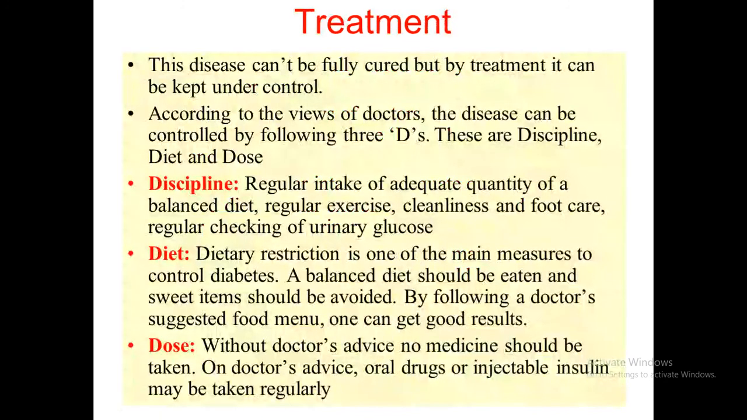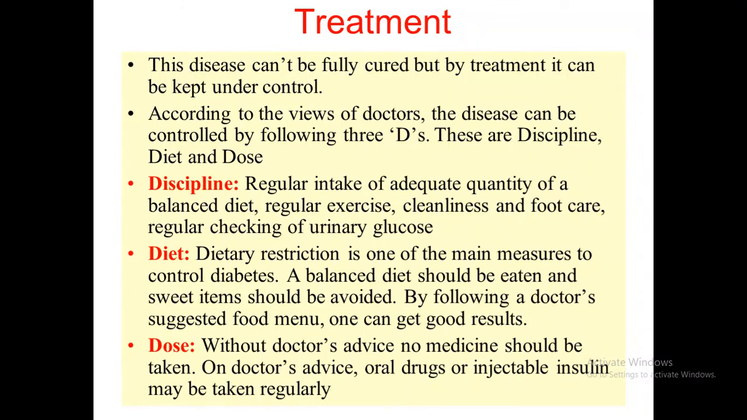Treatment: this disease cannot be fully cured, but by treatment it can be kept under control. If you follow 3 D's, then you can easily control this disease. These are discipline, diet and dose. Discipline: regular intake of an adequate quantity of a balanced diet, regular exercise, cleanliness and food care, regular checking of urinary glucose. So if you follow these rules, then you can easily control your disease, I mean diabetes.